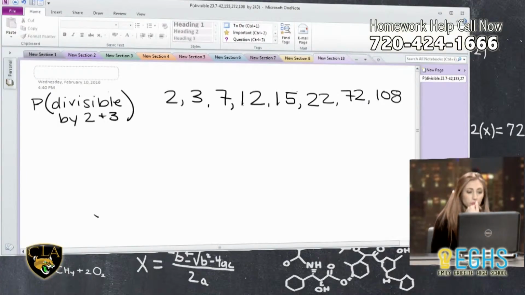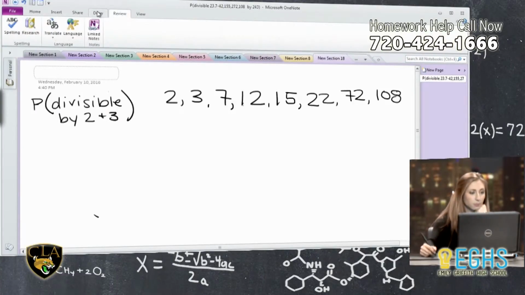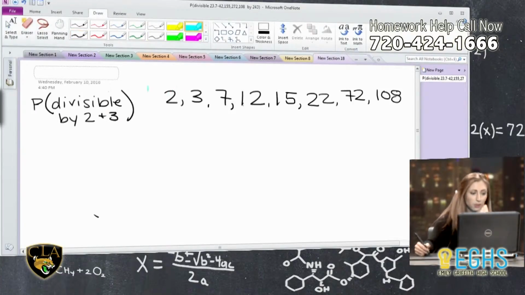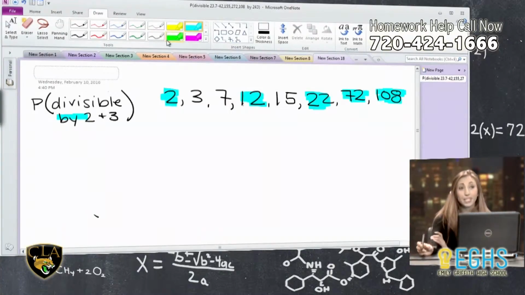Well, if it's divisible by 2, it's an even number. Yeah. So let's pick those out first. Which ones are the even numbers? 2, 12, 22, 72, and 108. Awesome. So those are divisible by 2. All right. Do you know how to tell if a number is divisible by 3? Just by memory, just because you are familiar with them? Yeah. I love this rule.